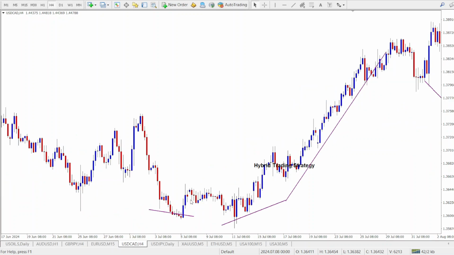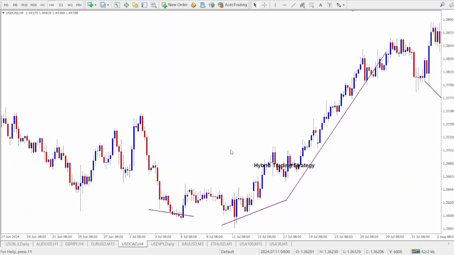Now, here's how to put this strategy into action step by step. You have to start with fundamental analysis. Begin by checking the economic calendar for major events like interest rate decisions, unemployment reports, or geopolitical news. These fundamentals set the stage for potential market volatility.